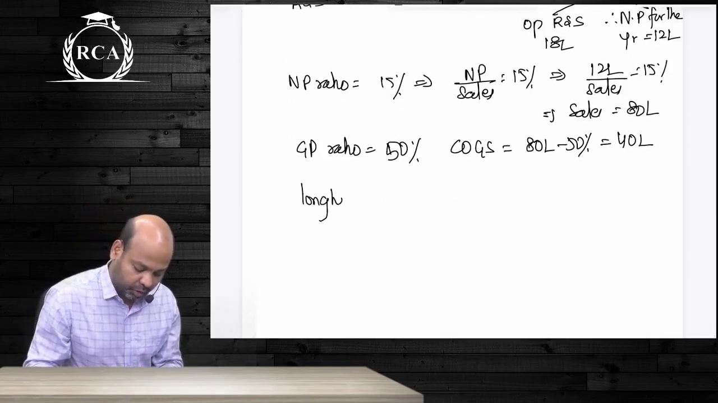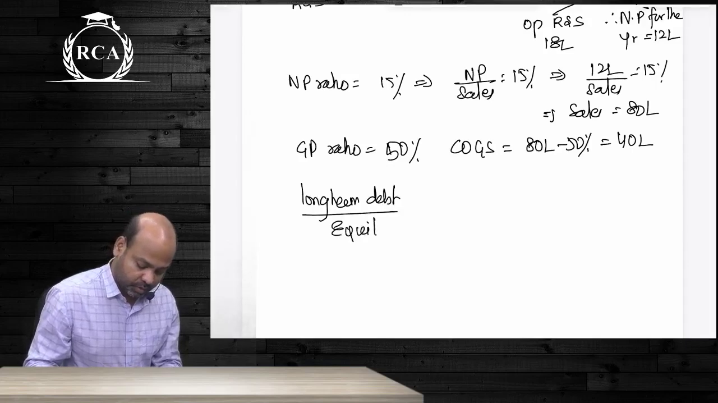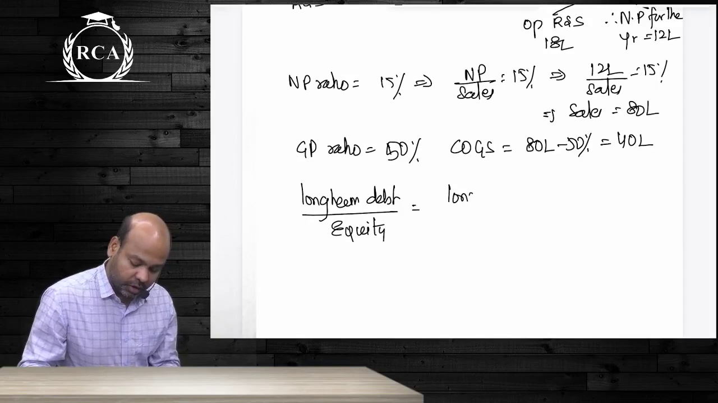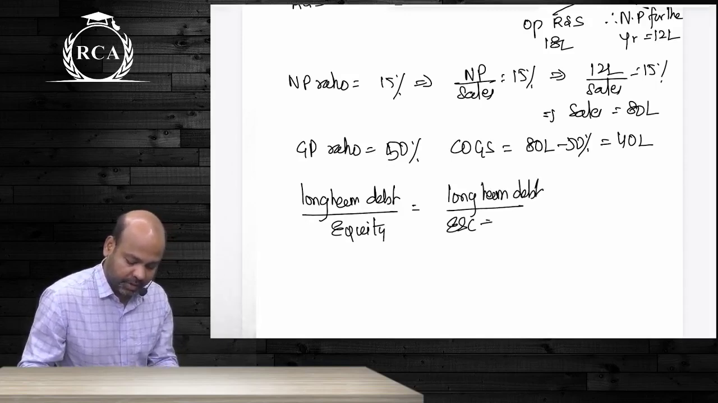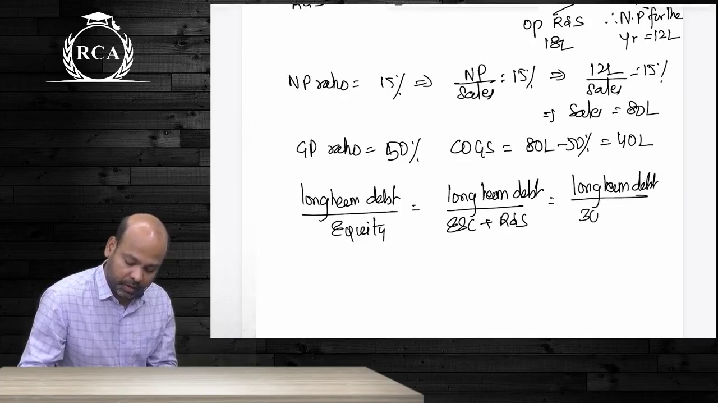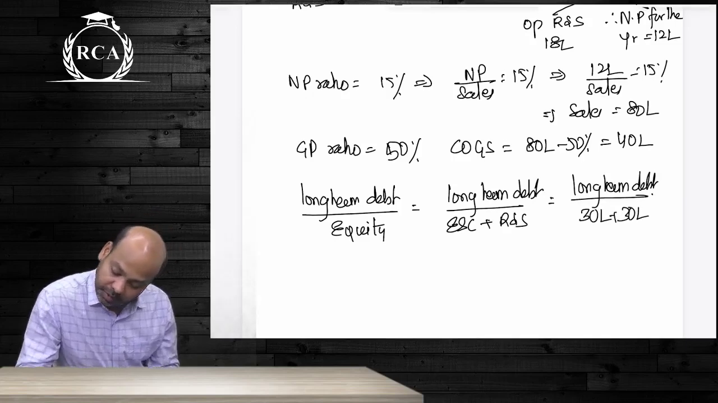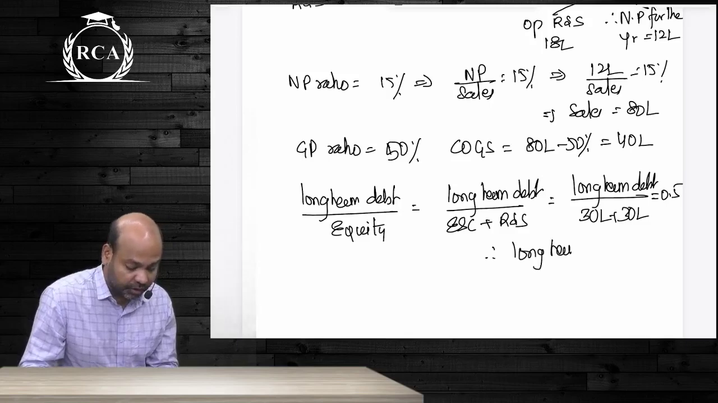Long term debt to equity guys is given as, so that is long term debt divided by equity share capital plus reserves and surplus. So that is long term debt divided by 30 lakhs plus 30 lakhs. All of this is equal to how much beta? Point. Therefore long term debt beta is 30 lakhs. We got the answer to the last bit.